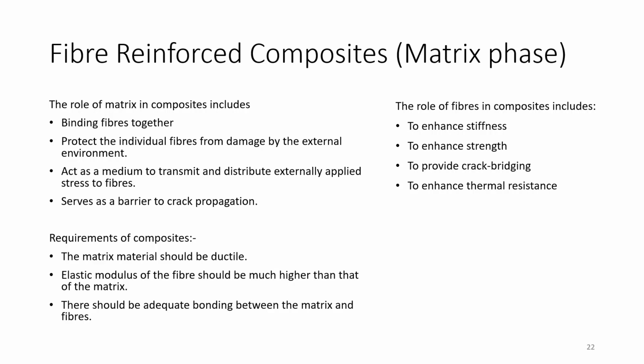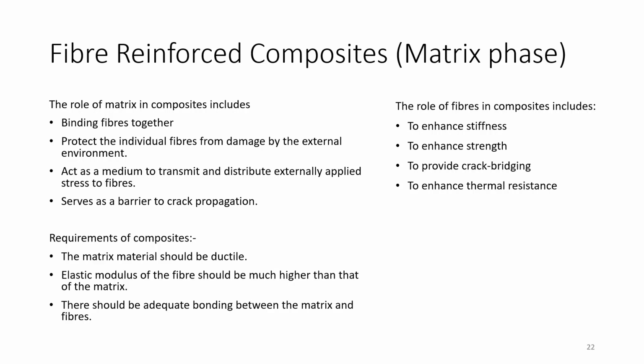Now, the matrix phase. The roles of the matrix phase include binding fibers together, protecting the individual fibers from damage by the external environment, and acting as a medium to transmit and distribute externally applied stress to the fibers. It also serves as a barrier to crack propagation. The role of fibers is to enhance stiffness, to enhance strength, to provide crack bridging, and to enhance thermal resistance.